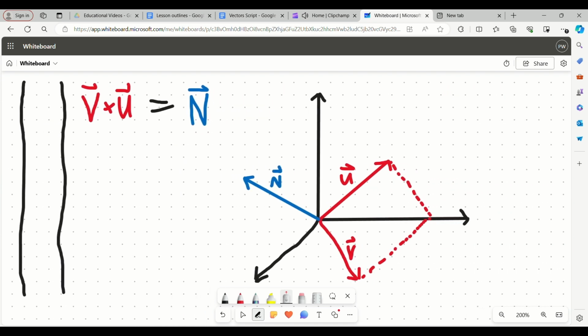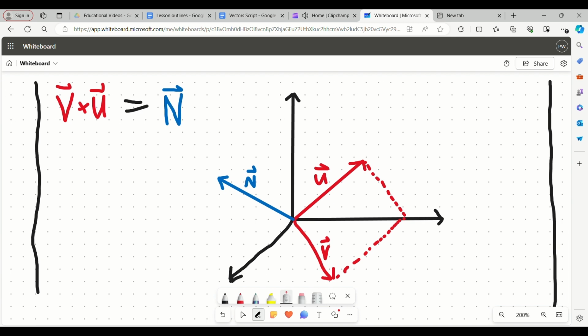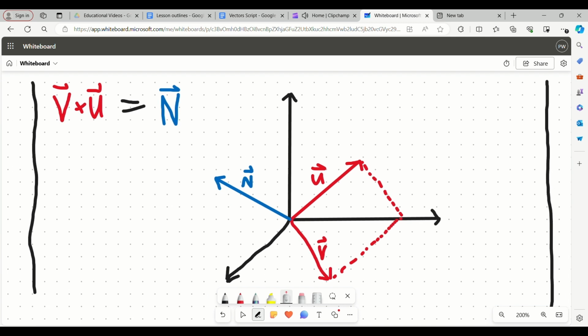The final way I'll show you is geometrically. What happens geometrically when you use a cross product is you result in a vector that is orthogonal to both the inputs, and its magnitude is the area of the parallelogram that the two vectors make.